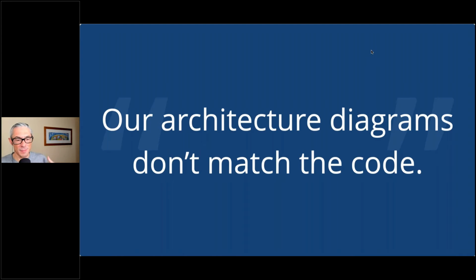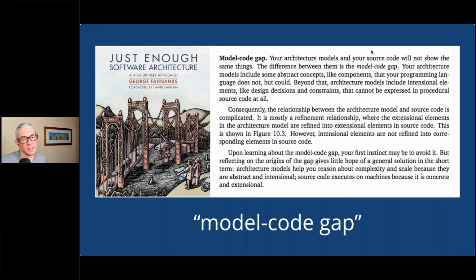Teams and organizations are spending lots of time and money and effort on creating these architecture diagrams, but the primary audience, which is essentially software developers, are ignoring them. And that's a problem. So one of the things I want to do here is make sure that any architecture diagrams that are created do actually map back to reality and essentially reflect the real world. This is really something that George Fairbanks in his book, Just Enough Software Architecture, calls the model-code gap.